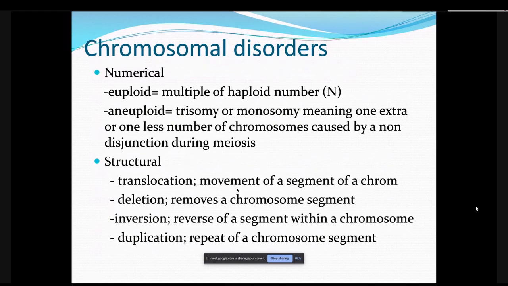Deletion, where you have a segment of a chromosome being removed. Inversion, the reversal of a segment within a chromosome. Duplication, where there's a repeat of a chromosomal segment. These are referred to as structural disorders.